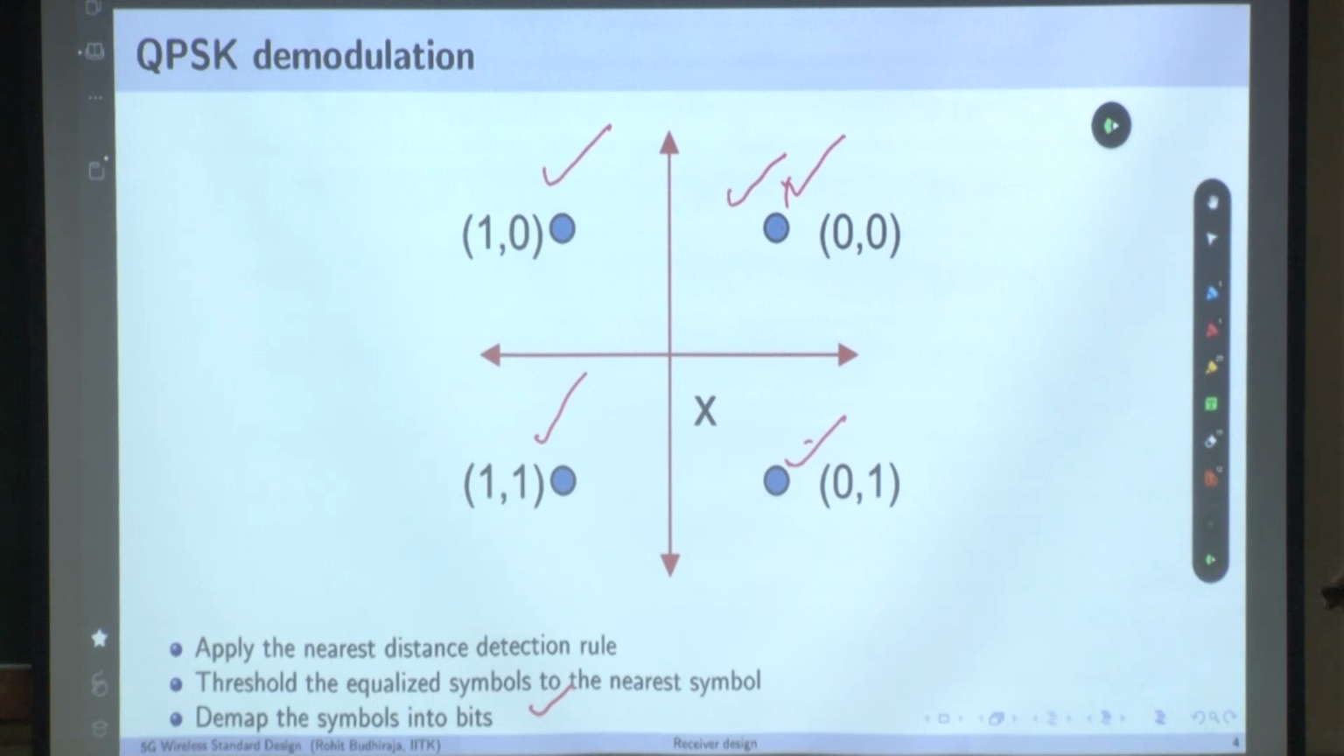And there is a rule now, which I have given you. This is the nearest distance rule, and this is called maximum likelihood decoding. I am not going into the details of this, but that's what it is. That's how it is done. That's the job of the demodulator. What has the demodulator given you now? Bits.